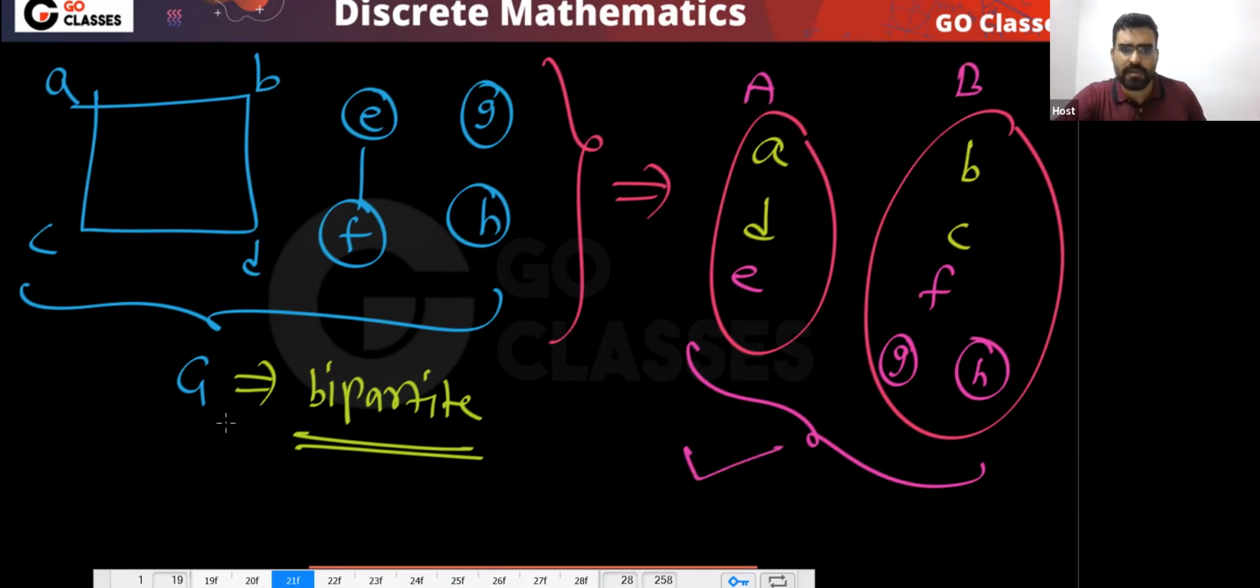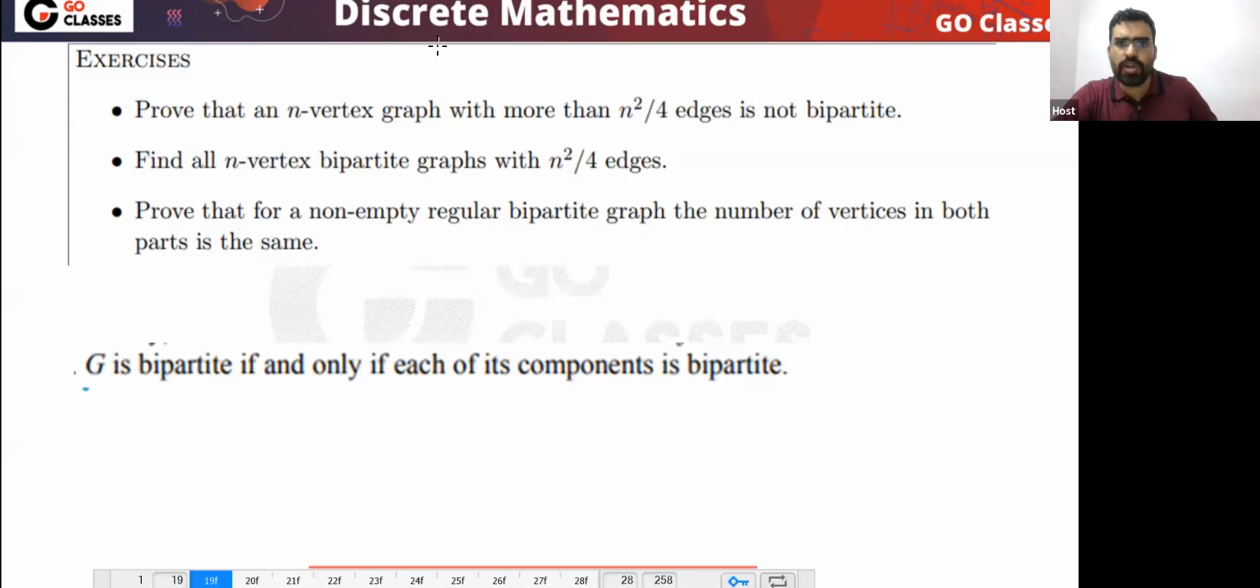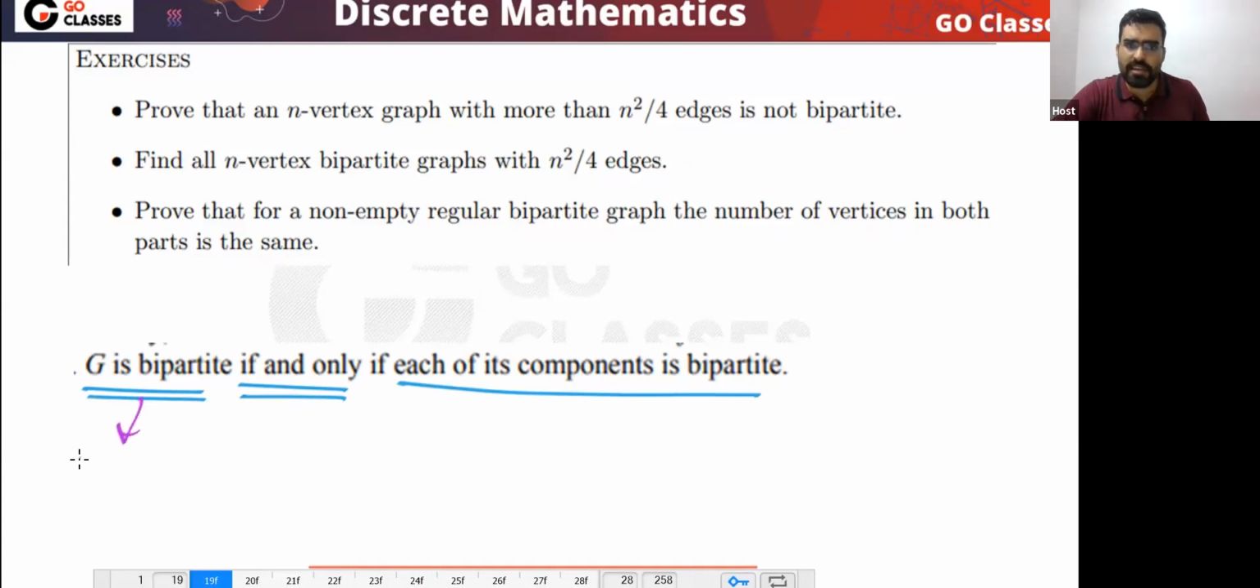So this is what I'm saying: a graph is bipartite if and only if each component is bipartite. A graph is bipartite means it does not have any odd length cycle, so each component also should not have an odd length cycle. We only need at least one partition.